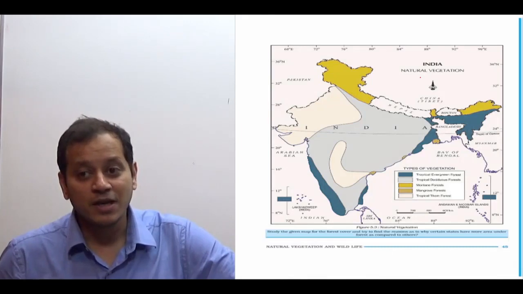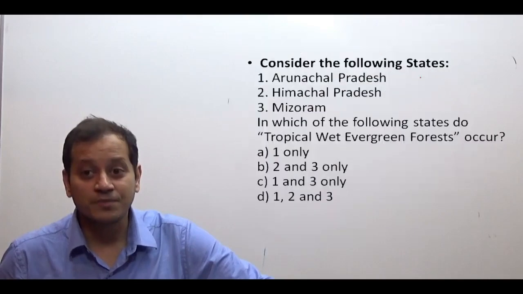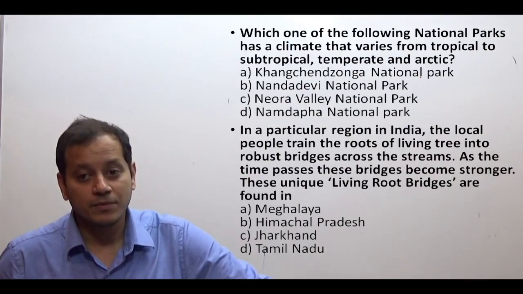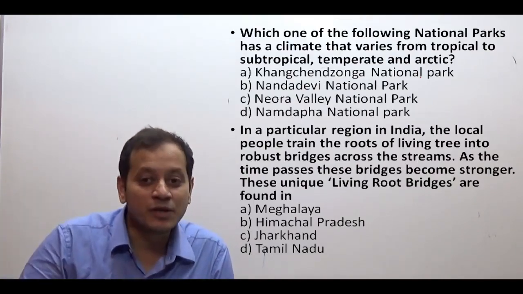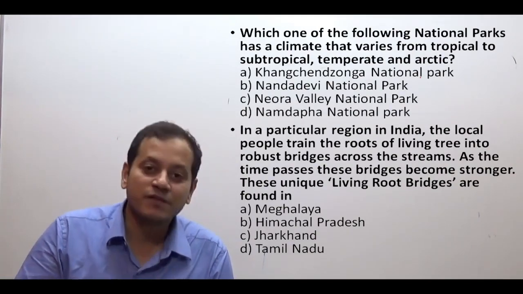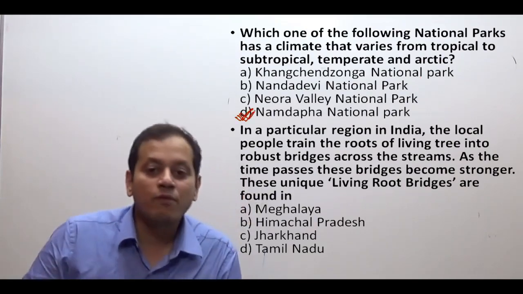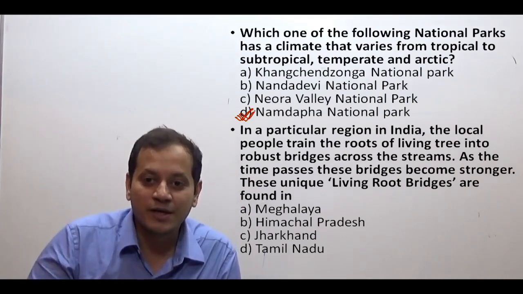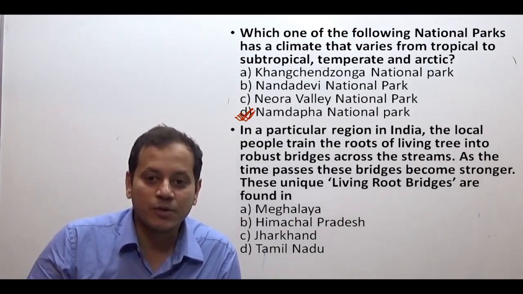Look at this. Arunachal Pradesh has a tropical evergreen as well as semi-evergreen forest. So the Kanchenjunga National Park, it lies slightly higher. It won't have. Neora Valley National Park, Nanda Devi National Park. Now see the location of Nanda Devi in Uttarakhand. So the answer here is Namdapha National Park. One homework I want to give you is go through all these national parks and see where they are located. Where is the Neora Valley National Park located? Where is the Nanda Devi? Where is the Kanchenjunga National Park located?